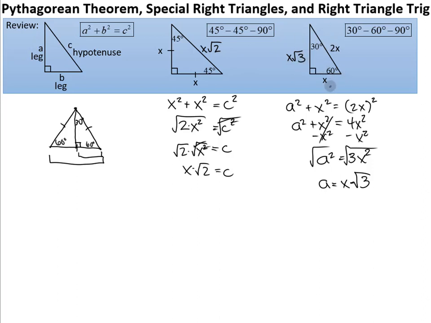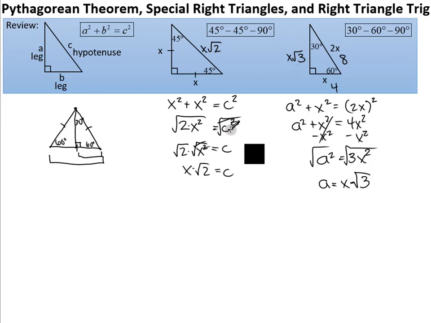So if this length is 4, this is the smaller length, we call this the shorter leg, because in this triangle the legs are different lengths. We call this the short leg, this is referred to as the longer leg, and this is the hypotenuse. So the shorter leg is 4, the hypotenuse will be twice as big, 2 times 4, or 8, and the longer leg would be 4 times the square root of 3. So it's just x, the shorter leg, times the square root of 3.